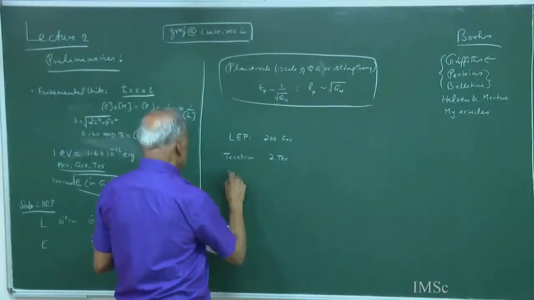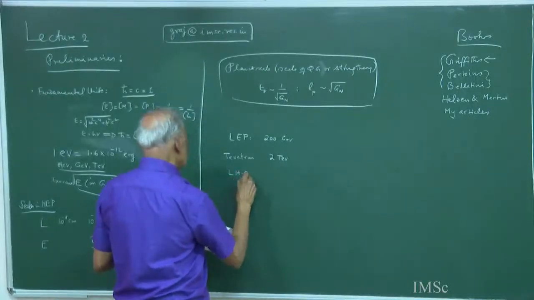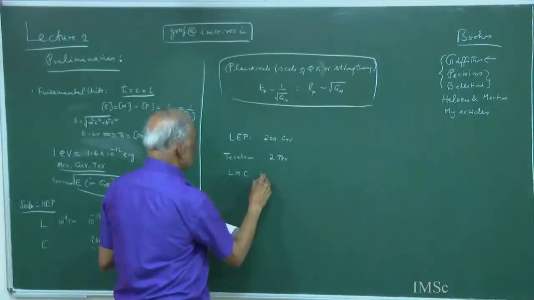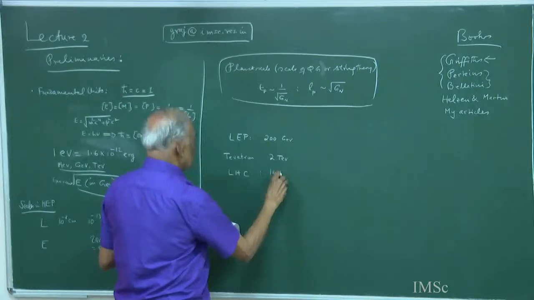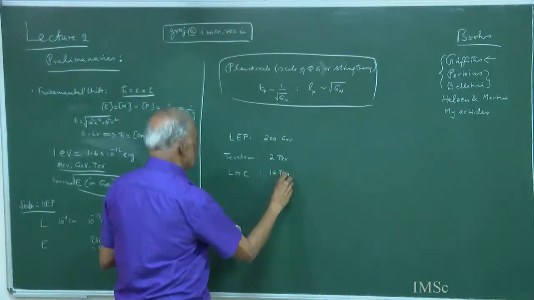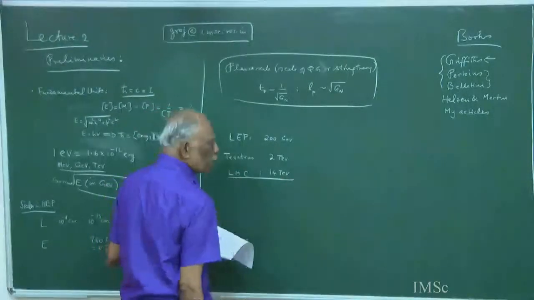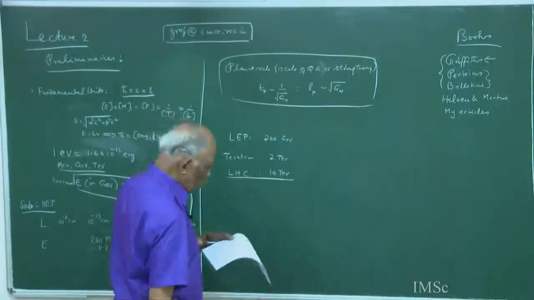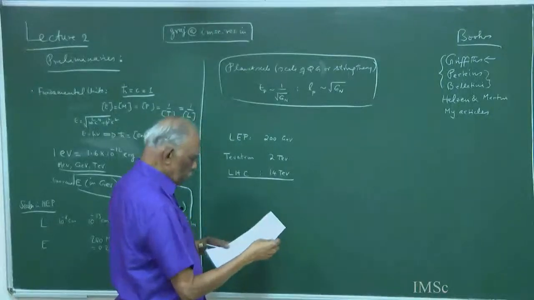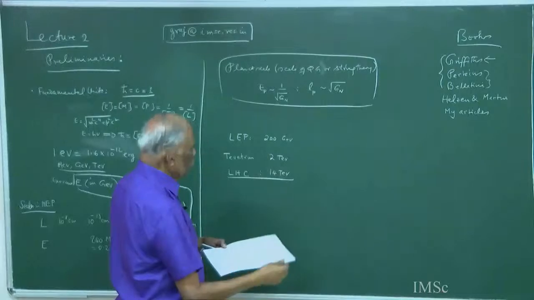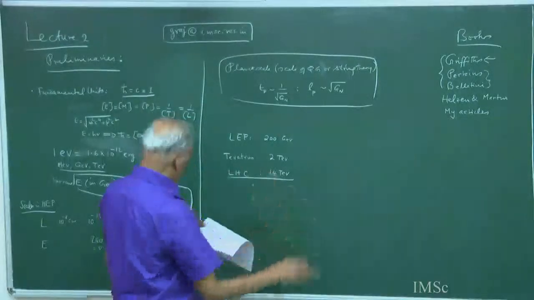But then now the most important machine is the Large Hadron Collider at CERN, which made the Higgs boson discovery possible, and it is capable of going up to 14 TeV, maybe a little bit more they can go. So this is the present day machine which is still giving out data. Okay, so that much for preliminaries.